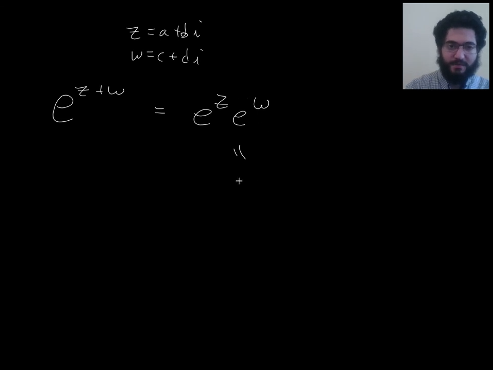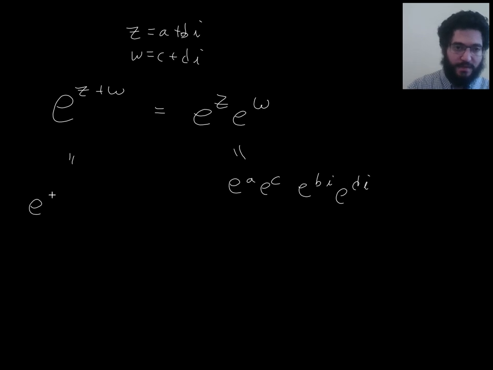Then on this side, we have e to the a times e to the c times e to the bi times e to the di. And on this side, we have e to the a plus c times e to the b plus d i. So I just split things out. z plus w is a plus c plus b plus d i. So I just split it up. And similarly, I split it up here.